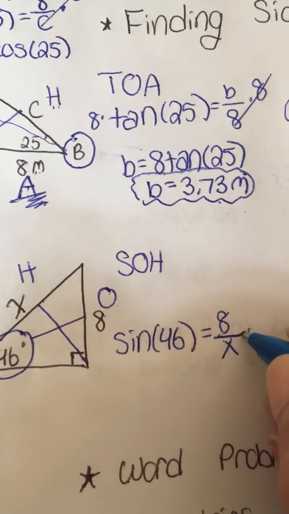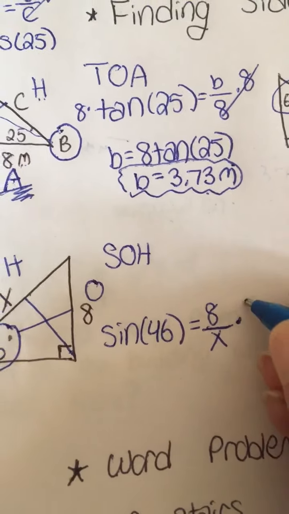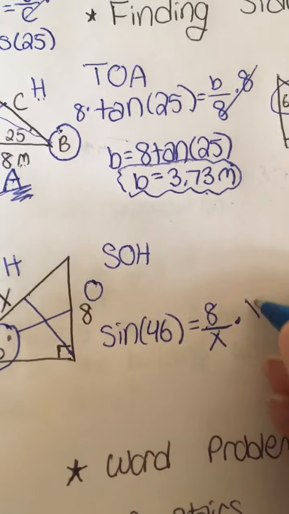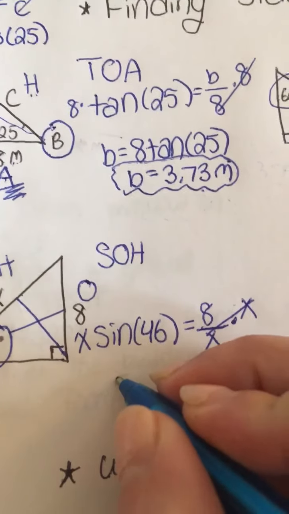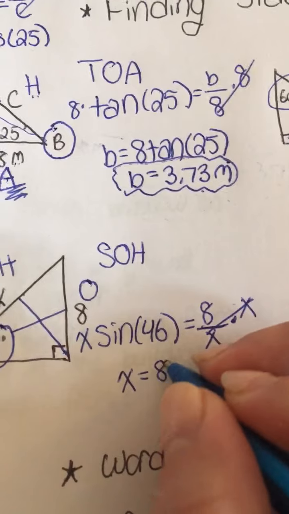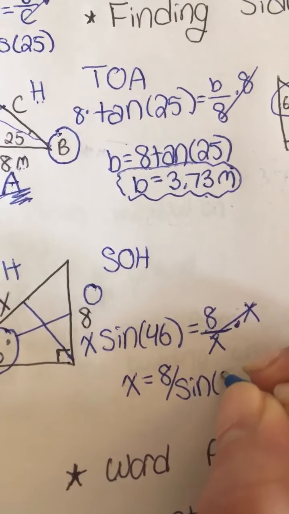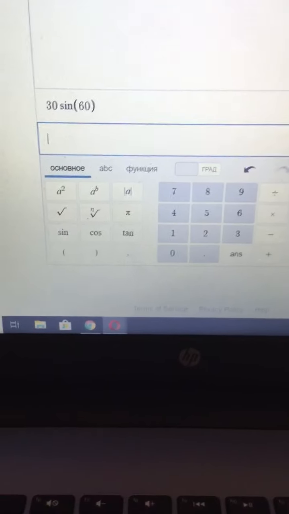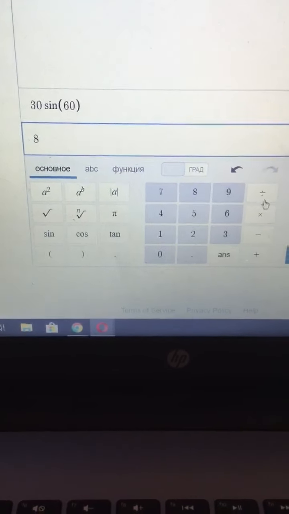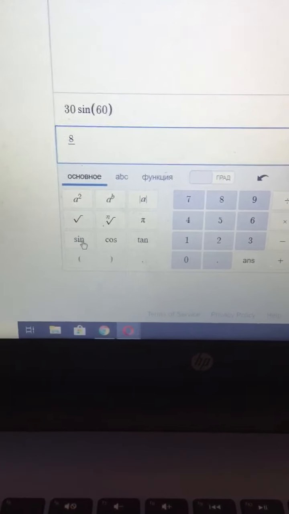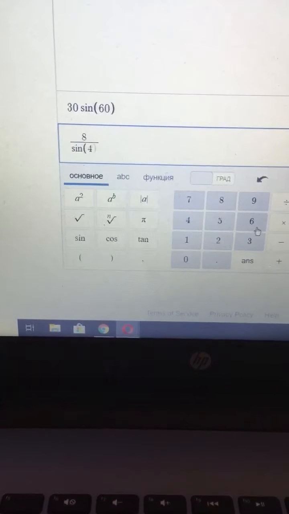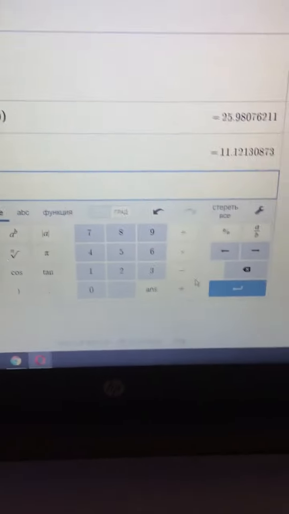So we always undo division with multiplication. So first you're multiplying, but in this case multiplying by x, which just gives you one extra step. So then you have x times sine 46 equals 8. So to get x by itself, you have to do 8 divided by sine of 46. So you can click this button here too, it'll bring you to the next line on the calculator. So 8 divided by sine 46, and then click enter on your keyboard. 11.12.